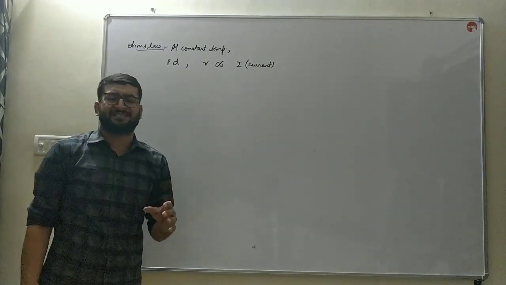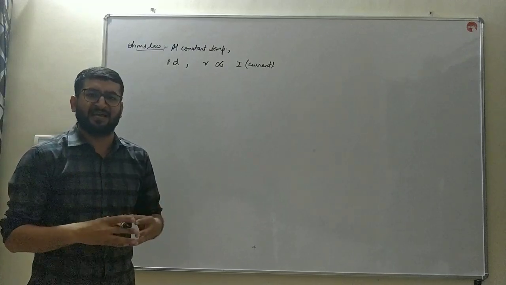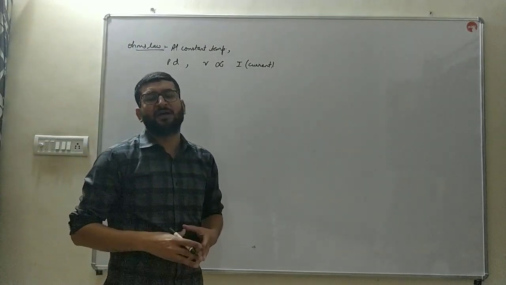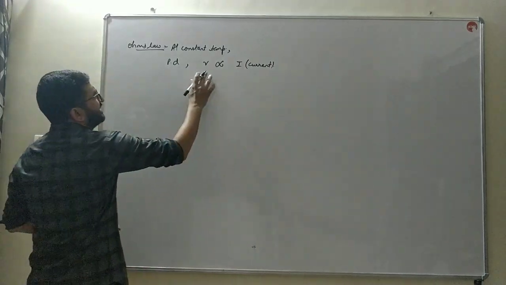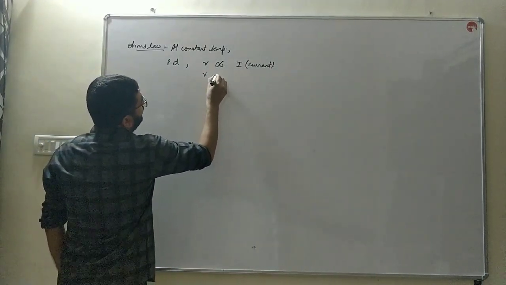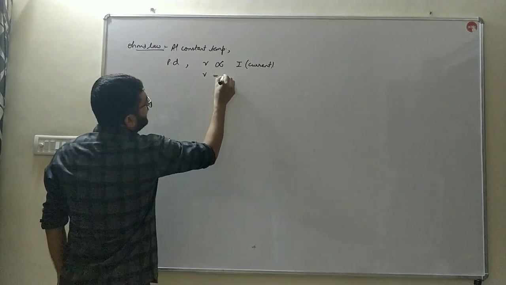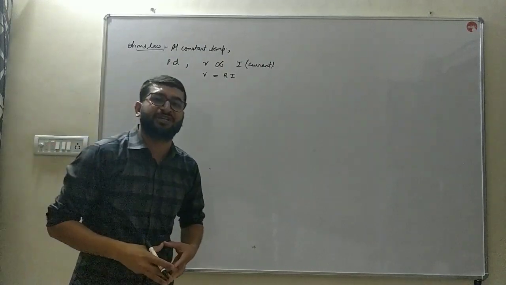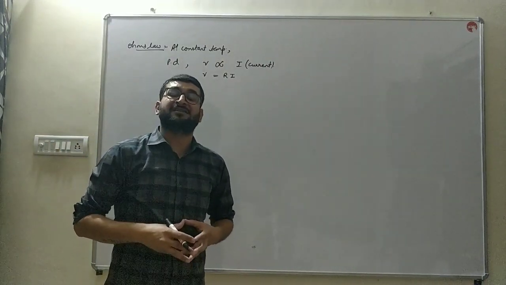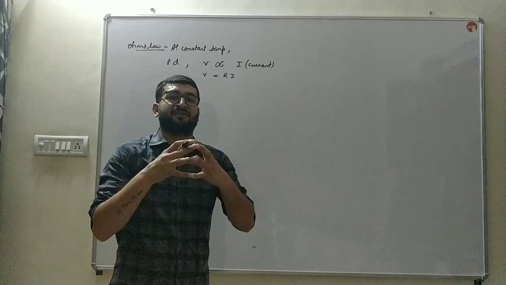एक कंडक्टर के एंड्स के अराउंड जो पोटेंशियल डिफरेंस कनेक्टेड है वो डायरेक्टली प्रोपोर्शनल होगा अमाउंट ऑफ करंट फ्लोइंग थ्रू दैट कंडक्टर. That is, V is directly proportional to I. When we remove the sign of proportional, we get equals to, and with that equals to a constant. In that case, the constant of proportionality is R, and R stands for resistance of the conductor.